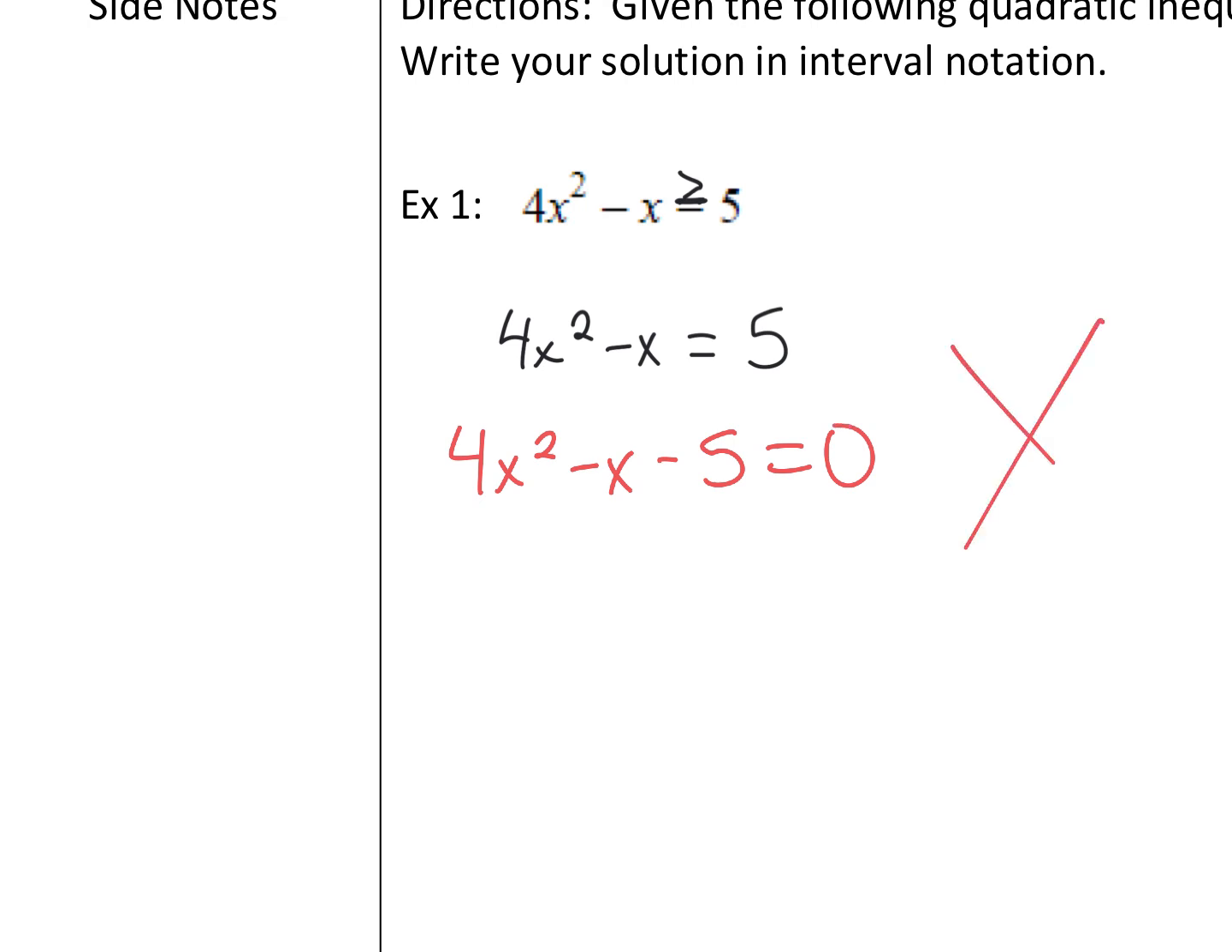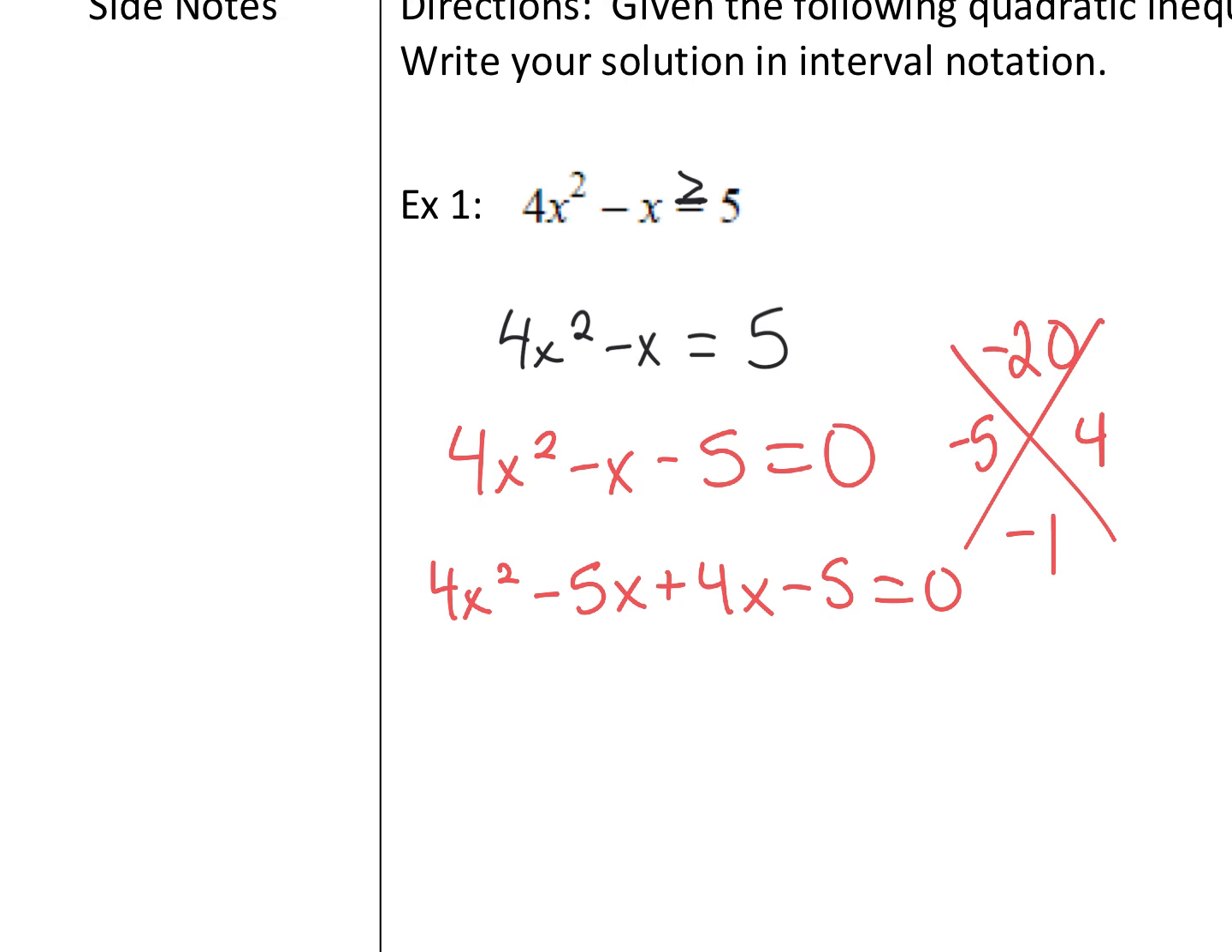X method, what goes on top? Bottom. Two things that multiply to negative 20 and add to negative 1. Negative 5 and 4, perfect. That was quick. Can't use the shortcut on this, why? Because there's a 4 in the front. Okay, so my two new middle terms are negative 5x and 4x. And I keep my first term and last term.